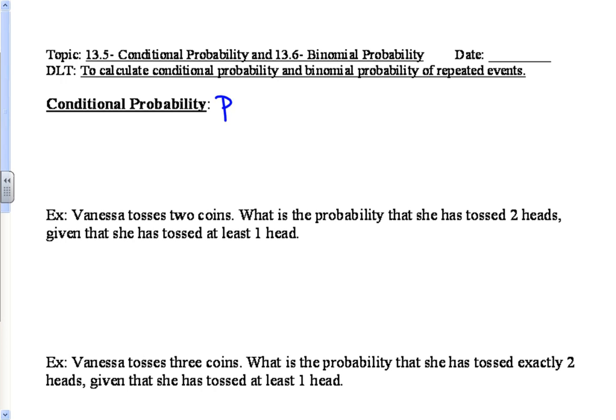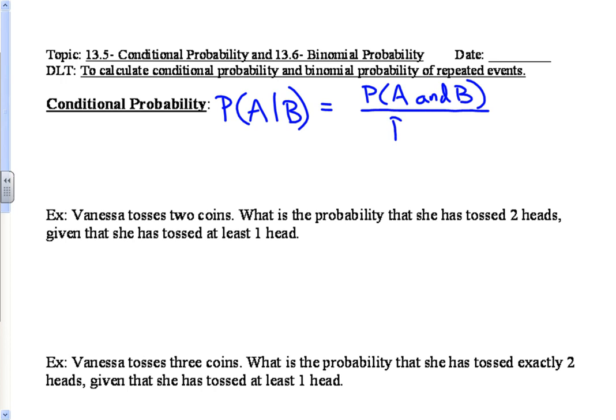So the probability of A given B is the probability that they both happen, A and B, over the probability that event B is going to happen. And because of the fraction here, the probability of B cannot equal 0. Otherwise, the fraction would be undefined.